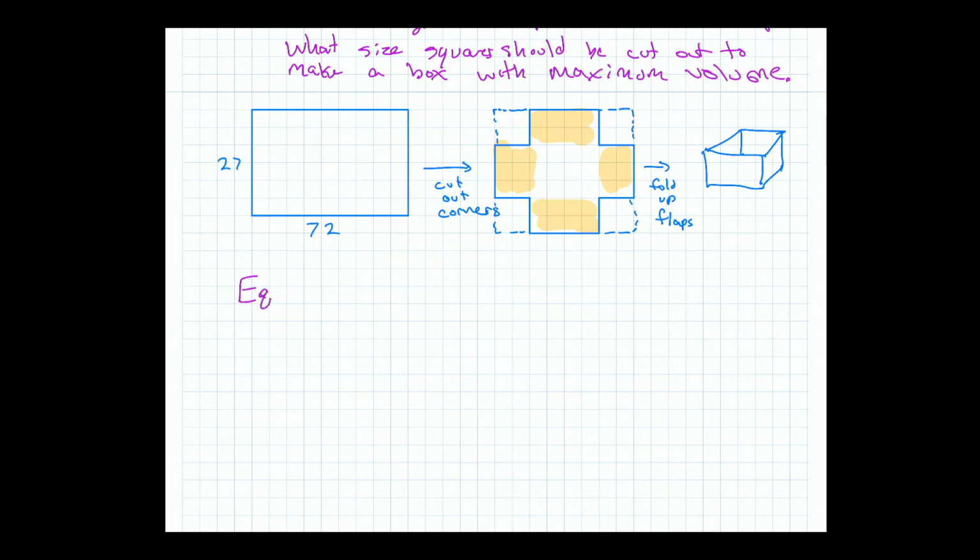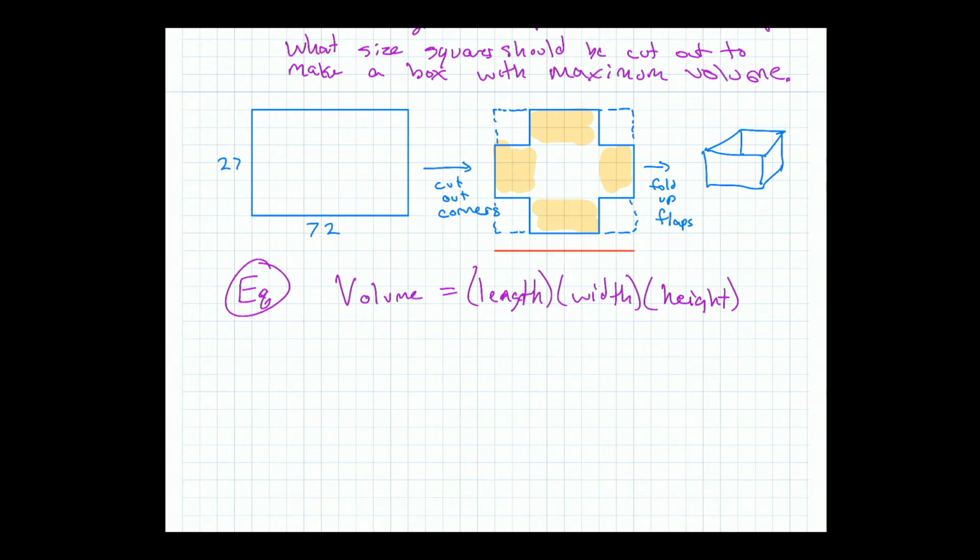So I know the equation. We know that the volume of a box is simply length times width times height, right? But we need everything in terms of one single variable. So we've got to figure this out, okay? So here's how you're going to do it. You've got, like on this picture here, this distance. How far is that distance? It's like 72, right?